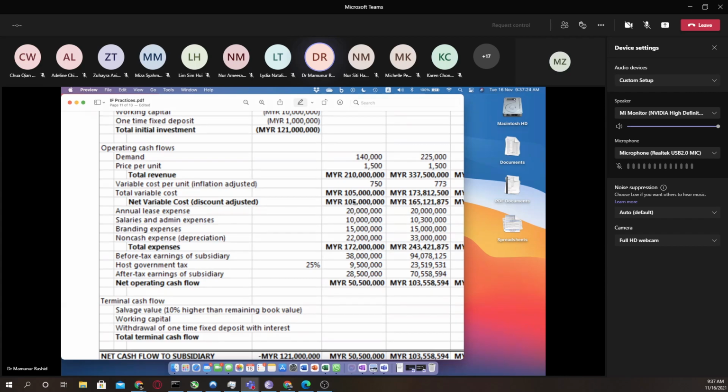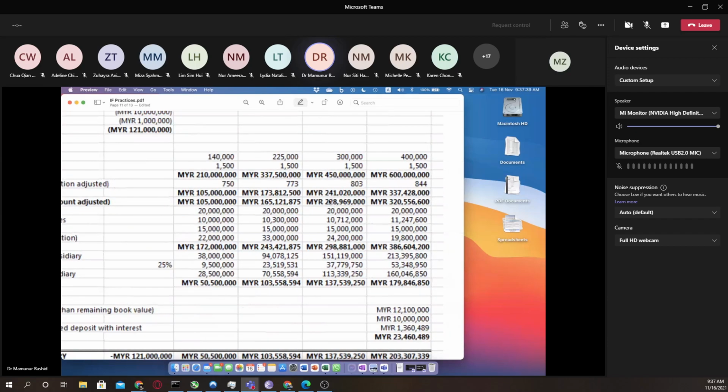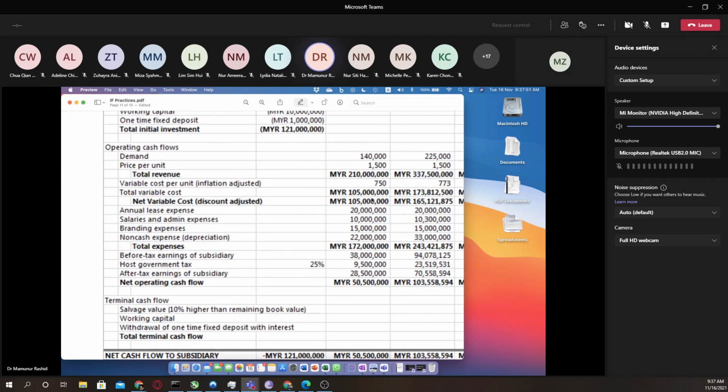But in the second year you see 173 is the variable cost, but 165 is the net variable cost after discount. In the third year you see 241 is the variable cost, but 228 is the net variable cost after discount. In the fourth year, you have 337, but the net variable cost is 320 because of the discount. The discount is 5% by the supplier on the total variable cost, because the number of units sold is more than 200,000 units.